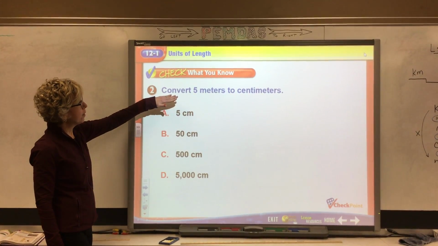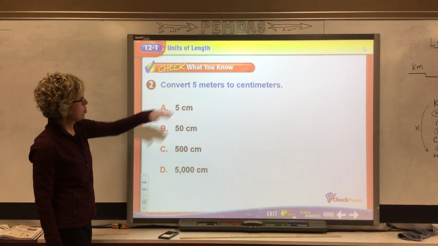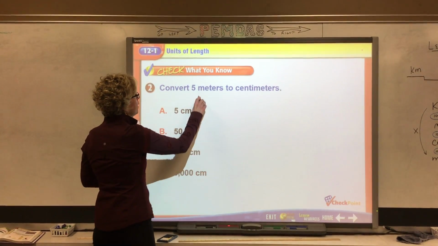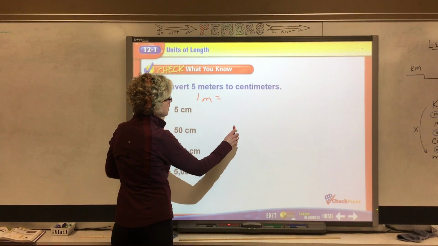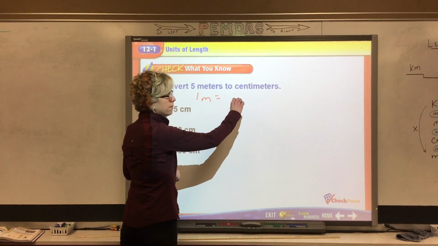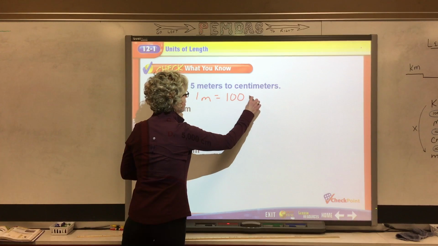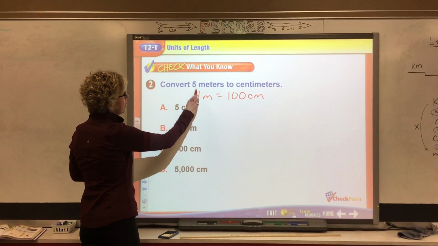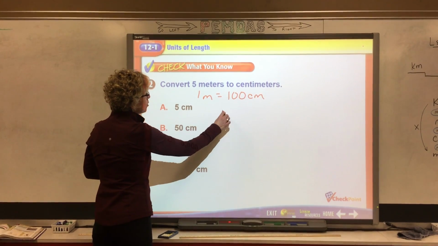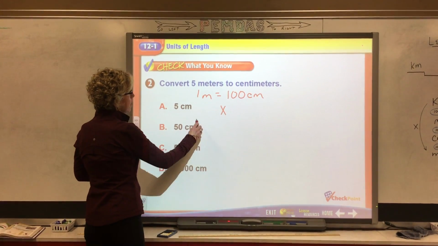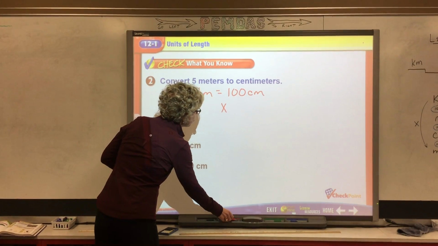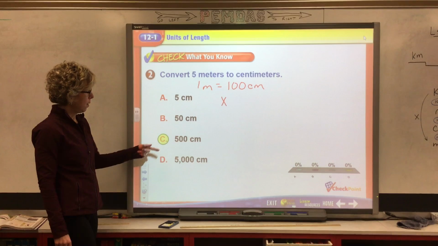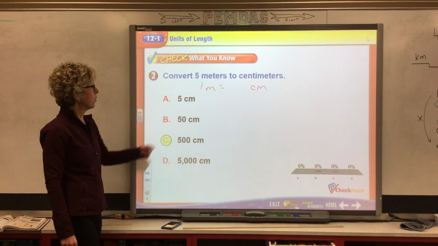If we're going to convert 5 meters to centimeters, again, we know our conversion. 1 meter equals how many centimeters? 100. 100 centimeters. So using our conversion, if we have 5 meters, we're going from larger to smaller, so we multiply. You would take 5 times 100, and that's a nice problem to do mentally. We would get 500 centimeters.